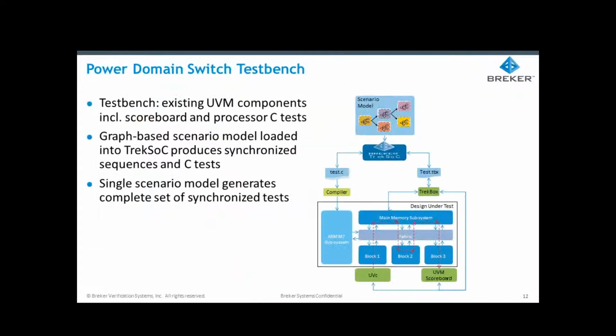This is a case study. So essentially, we set up a test bench which looked like this. It used a lot of the original UVCs from the UVM environment and the scoreboards as well, but essentially used the portable stimulus as a sequence generator and also C-tests for the processor, and we were able to synchronize the whole thing together.